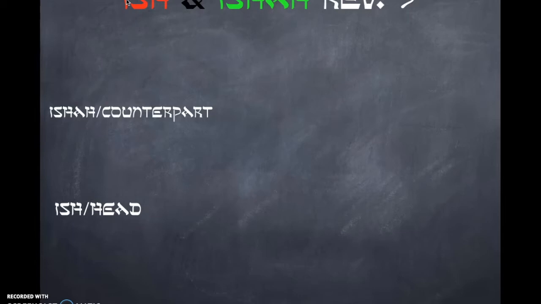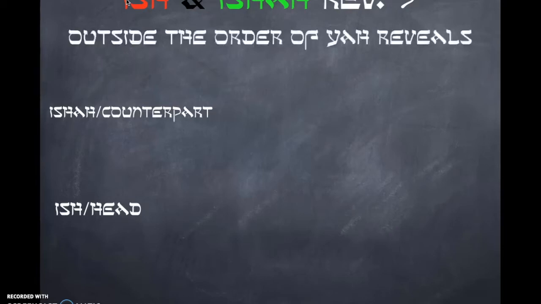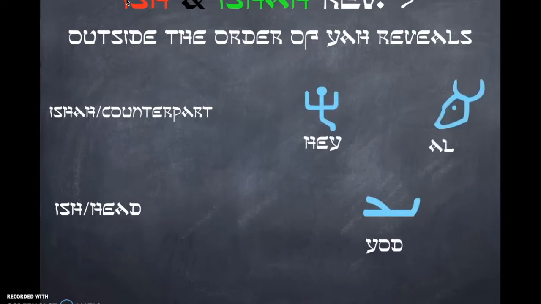Now, when you put the woman first and you put man second, if you put woman as the head, this is outside of the order of Yah reveals. You've got Hey, you have Yod, and you have Aleph. Hey, Yod, and Aleph spells a word going from right to left. It reveals the word in Hebrew, he, which means she. Now, you see, it's reversed, because remember you had the Yod and Hey. The Yod was up top and the Hey was on the bottom. It reveals Yah. Now it reveals Hey Yod.